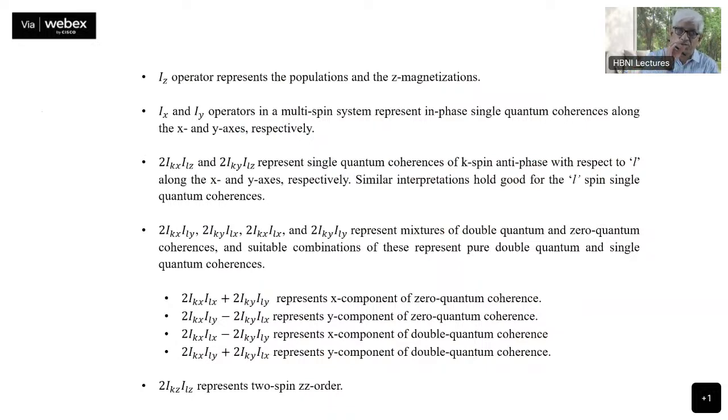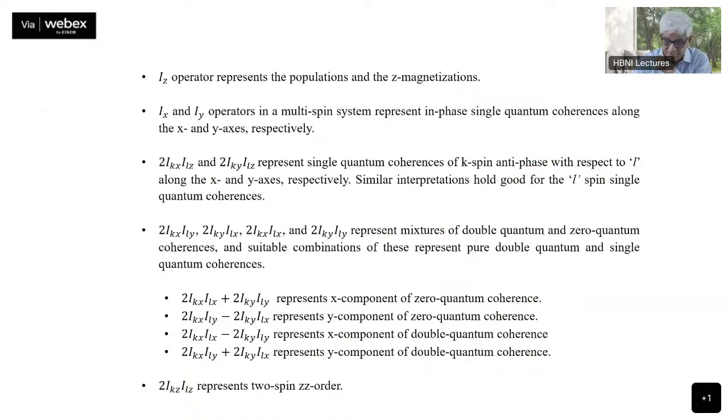I illustrated this to you with some of those, to show which ones are observable and which are not observable, and this is the summary of all of those. This you will have to remember by heart. That is the summary of the product operators here. IZ operator represents the populations in the Z magnetization. IX and IY operators in a multi-spin system represent in-phase single quantum coherences along the X and the Y axis respectively. 2IKXILZ, 2IKYILZ represent single quantum coherences of K spin antiphase with respect to L along the X and the Y axis respectively. Similar interpretations hold good for the L spin single quantum coherences.